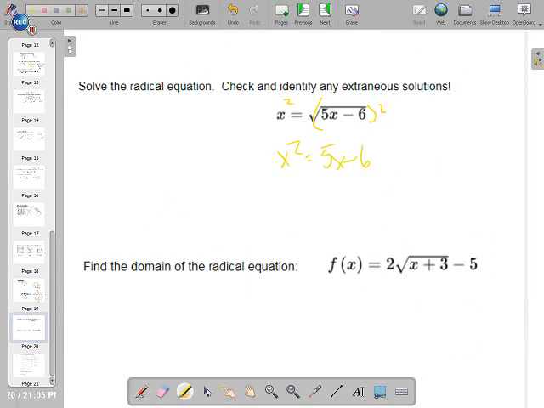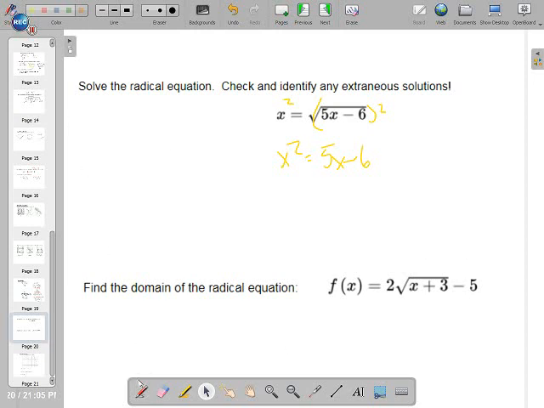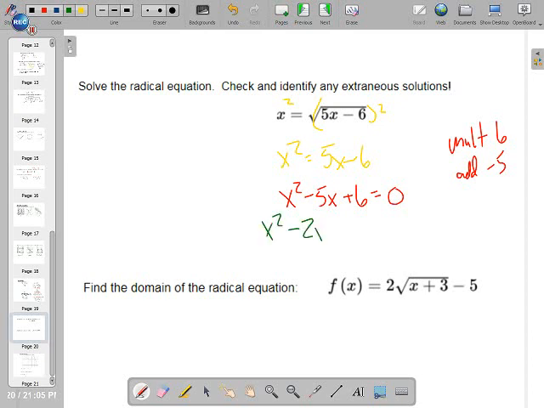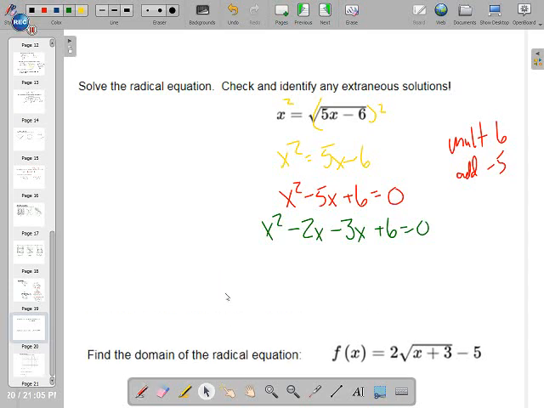Okay? Now we're solving a quadratic, so you have to get everything on one side. I'm going to subtract 5x, and I'm going to add 6. Now I need to split the middle, so I need numbers that multiply to 6 and add to negative 5. Be careful here. It's not 6 and 1. It's x squared minus 2x and minus 3x. Okay, we're going to need to get this guy out of the way. Then I can split the middle. X, I've already split the middle.